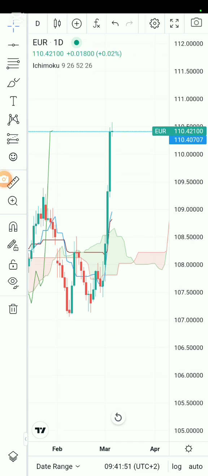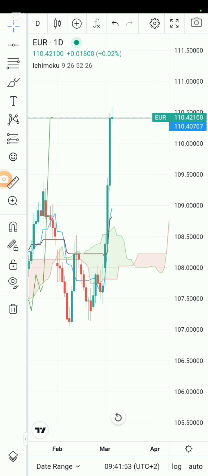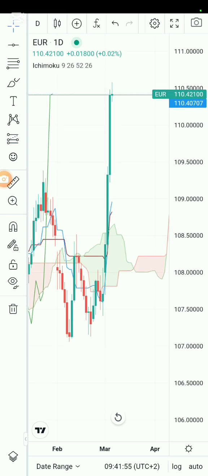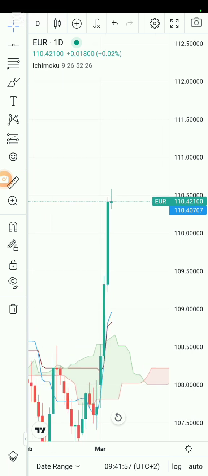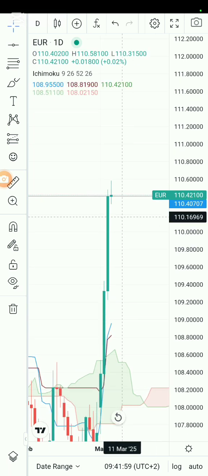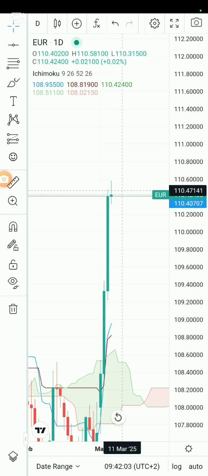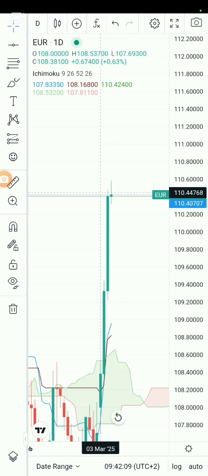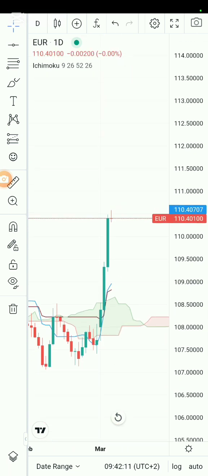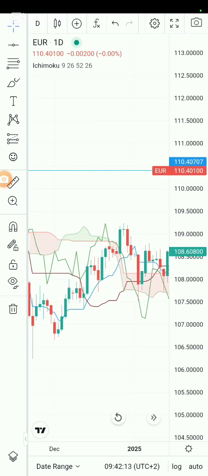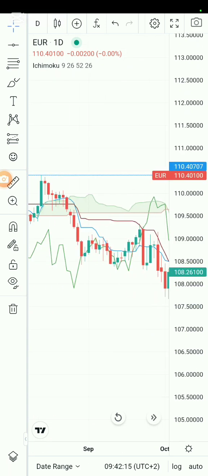Now, if you look at the Euro, yesterday price reached a resistance level over here, right? So price reached a resistance level over here. Now today there's this bearish signal forming over here, so price is likely to drop. But now the question is, where does this bearish or other resistance level come from?